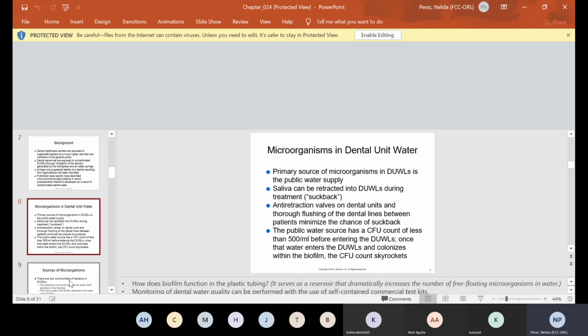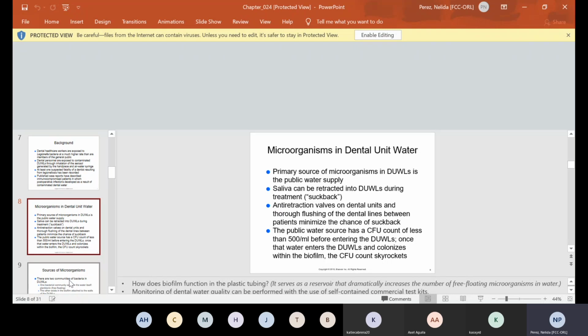So in other words, when the patient is finished, we like to clean the water lines. The public water source has a CFU count of less than 500 per milliliter before entering the DUWLs. And once that water enters the DUWLs and colonizes within the biofilm, the CFU count skyrockets. So how does biofilm form? I said biofilm is dental plaque. And there are different types of plaque when we talk about plaque on the teeth and plaque in the water. But plaque is no good regardless.